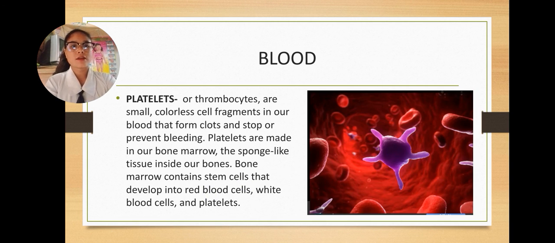Next is the platelets, or thrombocytes. They are small, colorless cell fragments in our blood that form clots and stop or prevent bleeding. Platelets are made in our bone marrow, that sponge-like tissue inside our bones. Bone marrow contains stem cells that develop into red blood cells, white blood cells, and platelets.